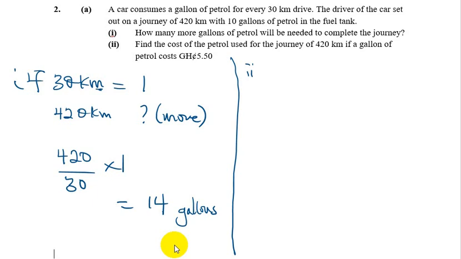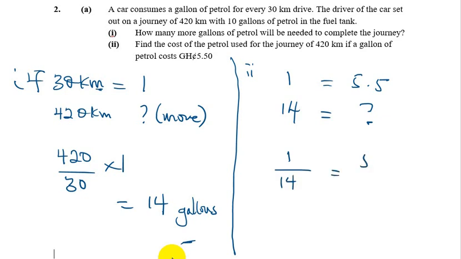Now we were told again clearly, so I read the question over here, that we should find the cost of petrol used for the journey of 420 kilometers, if a gallon costs 550. Now we know that 1 gallon is equal to 5.5. Okay, so if we need 14 gallons, because the 14 gallons will be used for the 420 as we got over here, so 14 will be equal to what we don't know, right? But will it be more or less? So we are going to get 1 over 14 being equal to 5.5.